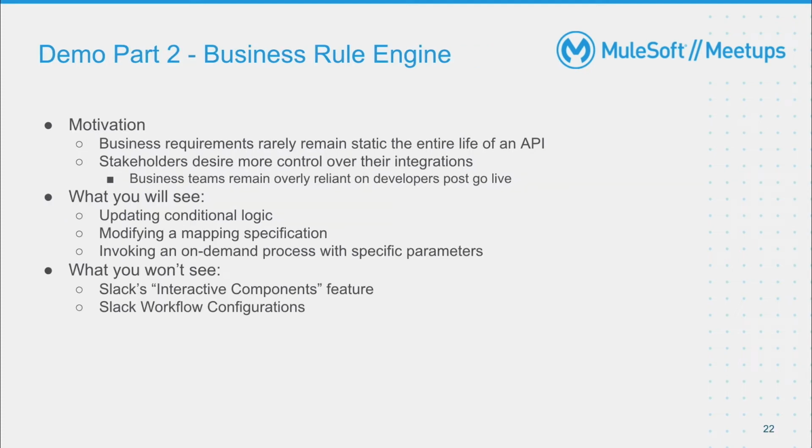Now for part 2 of the demo, we're going to be covering our business rule engine implementation. Now again, the motivation here is to allow the business teams to be a bit more self-sufficient. We're going to save time for both IT and business personnel because they are no longer reliant or waiting on one another. The stakeholders are finally going to have control. They're going to be able to make changes over their integrations without relying on the developer every step of the way.